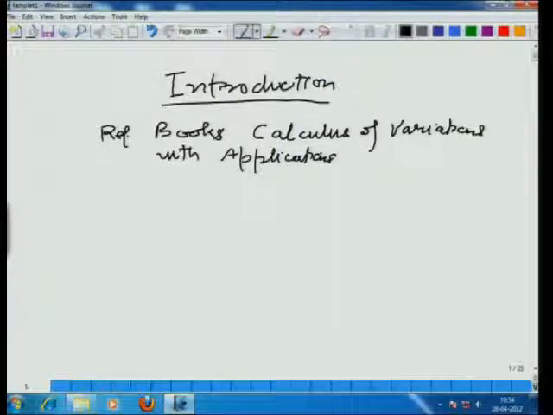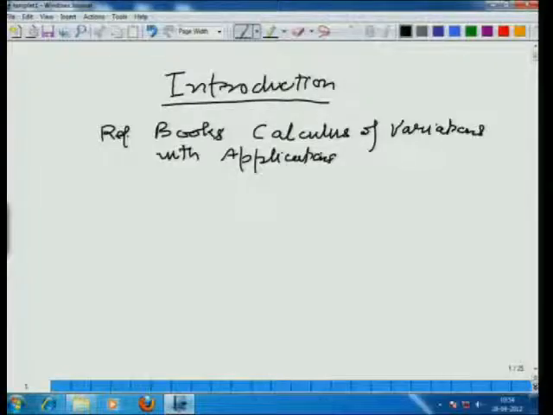In this set of 20 lectures on calculus of variations, we will be covering many aspects of calculus of variations, how the study of calculus of variations started, and what are the applications of the theory developed for this. That is what we will be discussing. So, in this first lecture, we will give some introductions of problems arising in calculus of variations.